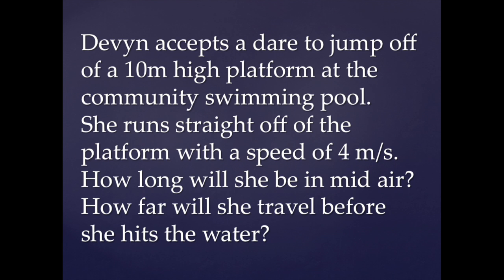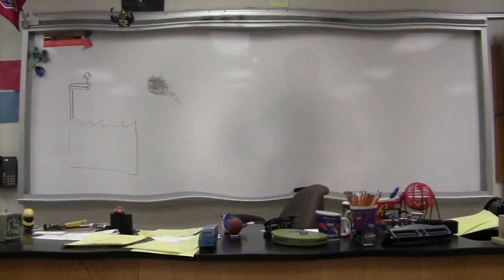Devin accepts a dare to jump off of a 10-meter high platform at the community swimming pool. She runs straight off of the platform with a speed of 4 meters per second. How long will she be in midair? How far will she travel horizontally before she enters the water?